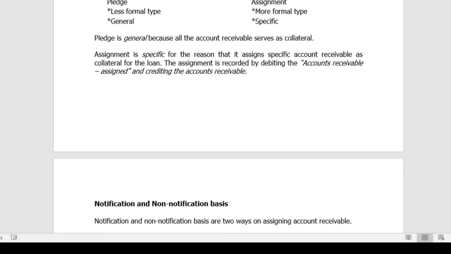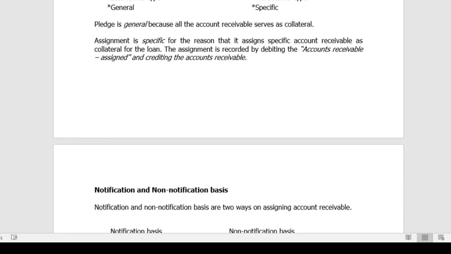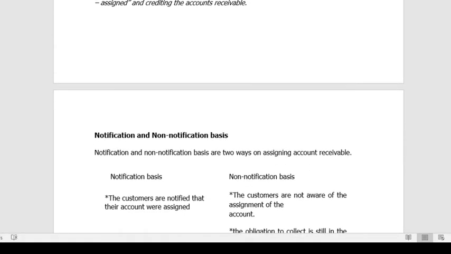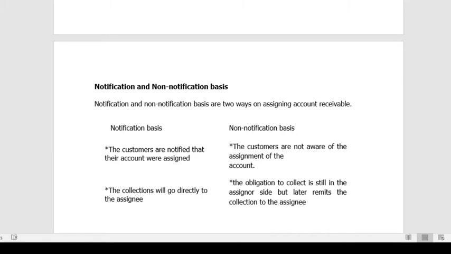So under assignment, klaro na kung kaninong accounts receivable ang ina-assign mo sa iyong assignee. Okay, there are two classifications under the assignment of accounts receivable, yung tinatawag na notification and non-notification basis. So kapag ano bang ibig sabihin ng notification? We know that the word notify, ibig sabihin, nino-notify mo lang yung may-ari nung receivable na yon, yung may utang sa iyo, na yung kanyang receivable o kayang pagkakautang ay inassign mo na sa particular financial entity or bank.